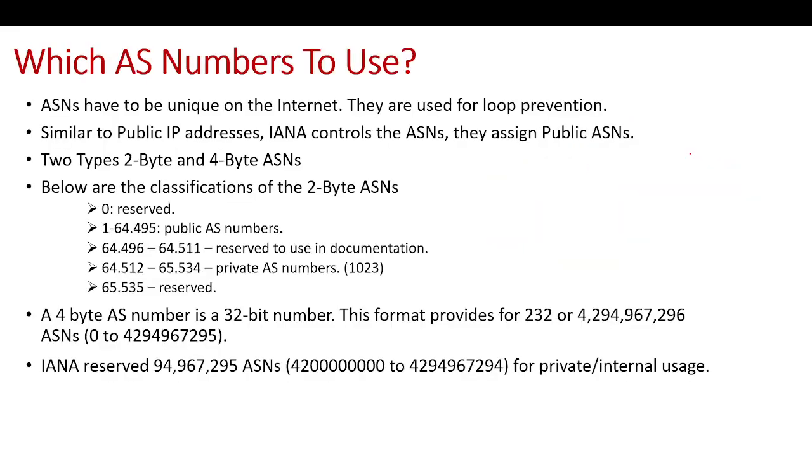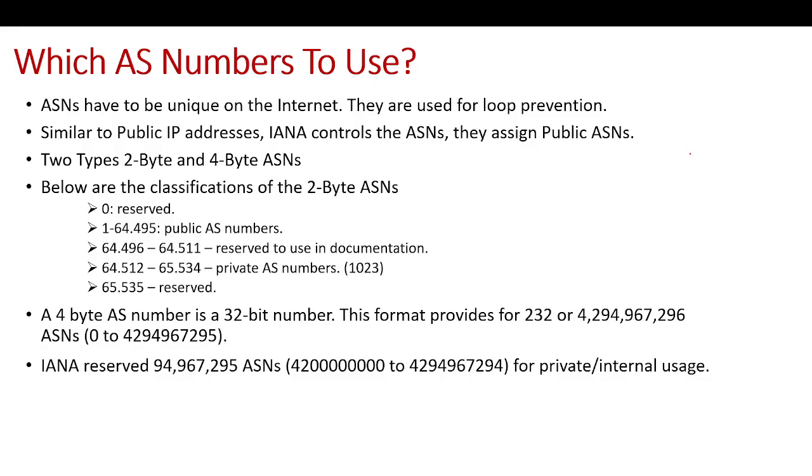The next slide. So when we talk about BGP, we are talking about the autonomous systems. These autonomous systems are represented using what we call autonomous system numbers. And which numbers do we use, especially on the IPRAN network? Similar to IP addresses, where we have private IP addresses and also public IP addresses, many times AS numbers are also classified into private and public autonomous system numbers.